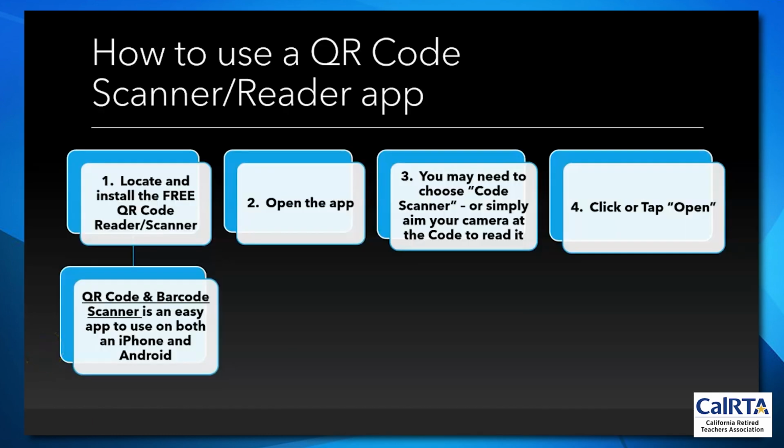Once you've located the scanner or reader app that you want, and by the way, the QR code and barcode scanner is a very easy app to use on both the iPhone and the Android. So once you've installed it onto your device, go ahead and open it up. You may have to select the kind of item that you want to scan, and if that's the case, you're going to use code scanner. Otherwise, simply aim your camera at the QR code to read it. You may hear a tap or a click or a beep once it's captured. And if the captured code doesn't open up on its own, you might need to select or tap the word open. And that's all there is.